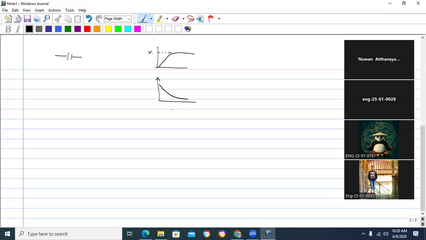The capacitor voltage, you can write the equation as 1 over C integral of i(t) dt. This is the current through the capacitor and this is the voltage across the capacitor. The current is through the capacitor and the voltage is across the capacitor.